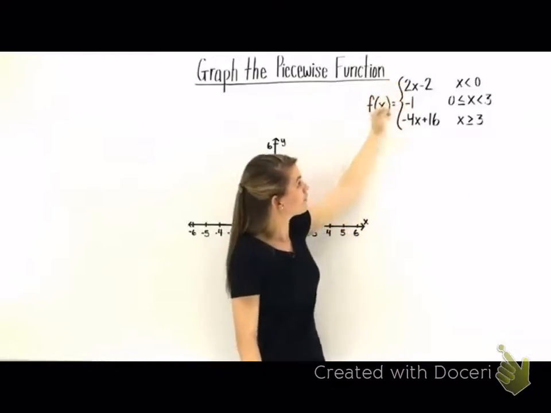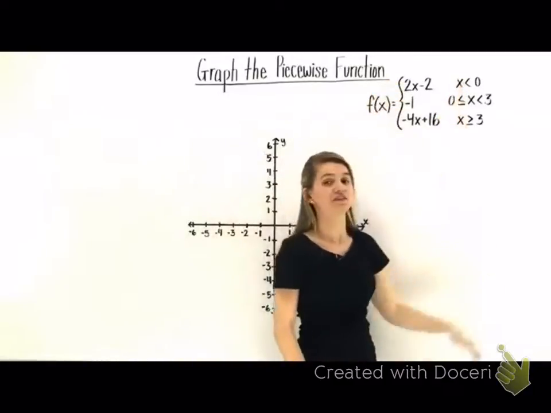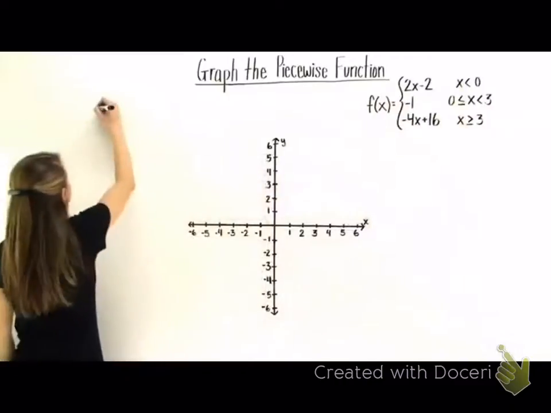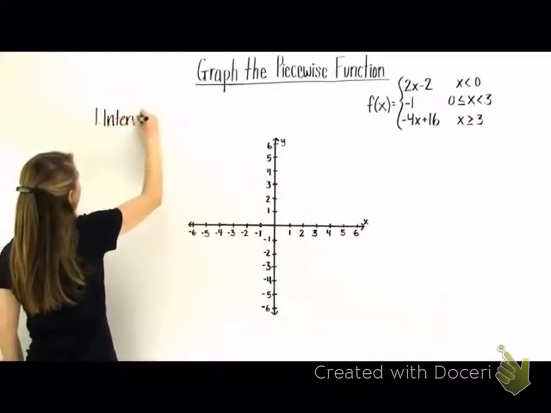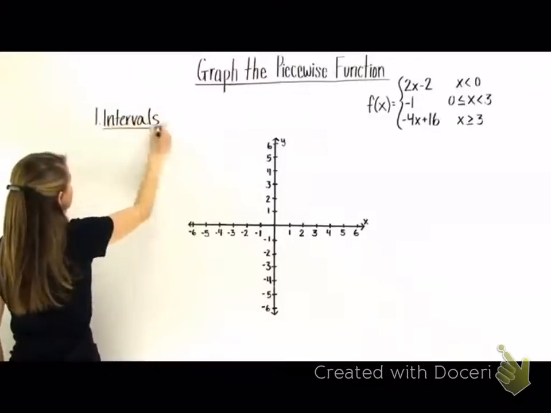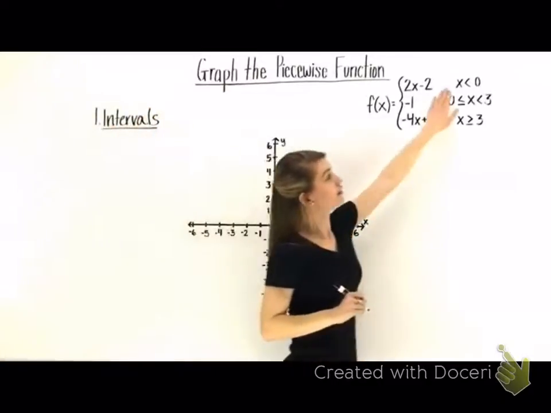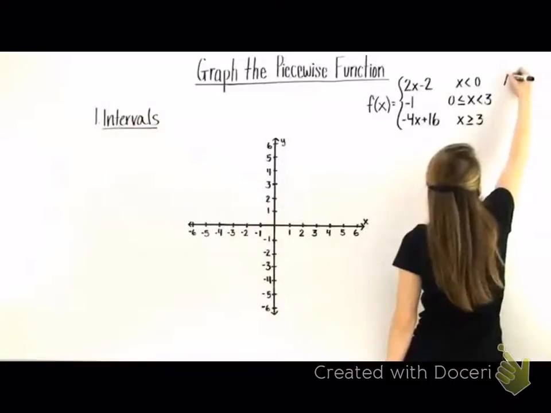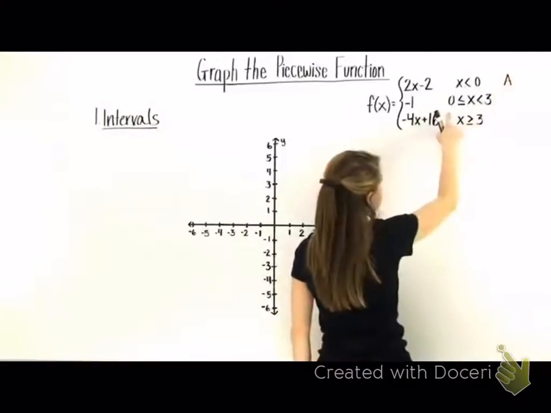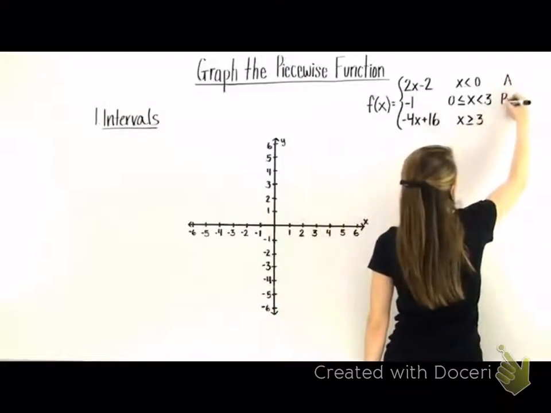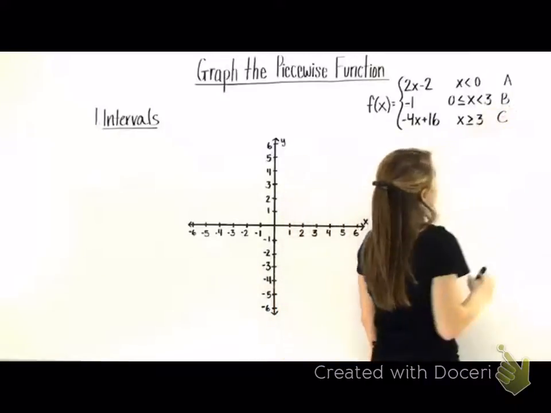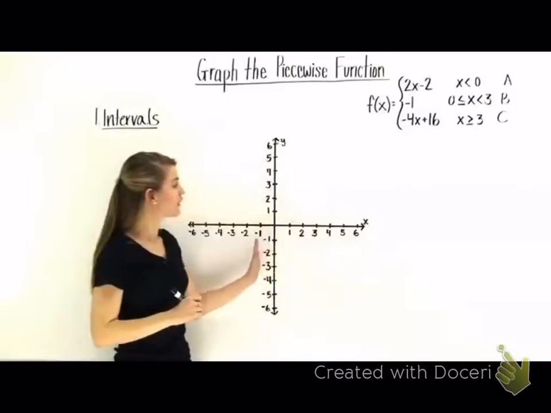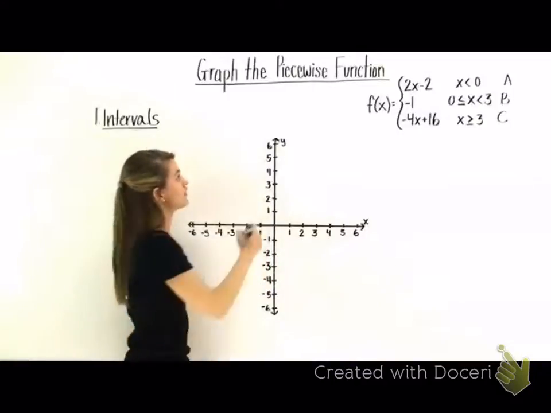Since where we graph each piece depends on the value for x, let's begin by breaking these up into intervals. And we can draw these intervals on our graph. For x values less than 0, let's call this interval A. For x greater than or equal to 0 but less than 3, let's call it interval B. And for x greater than or equal to 3, let's call that interval C. Now let's go ahead and draw these on our graph. Our first interval is x.